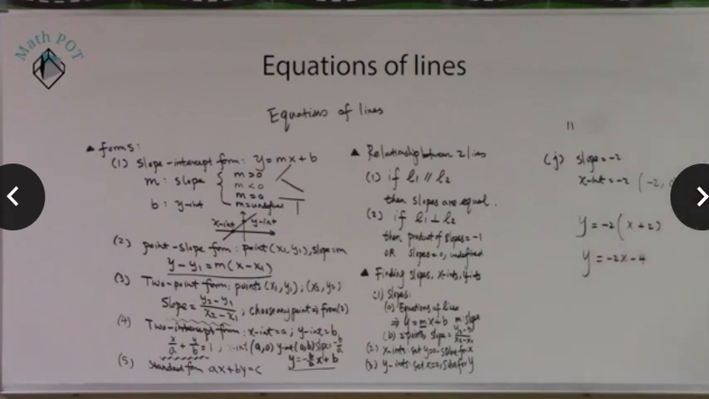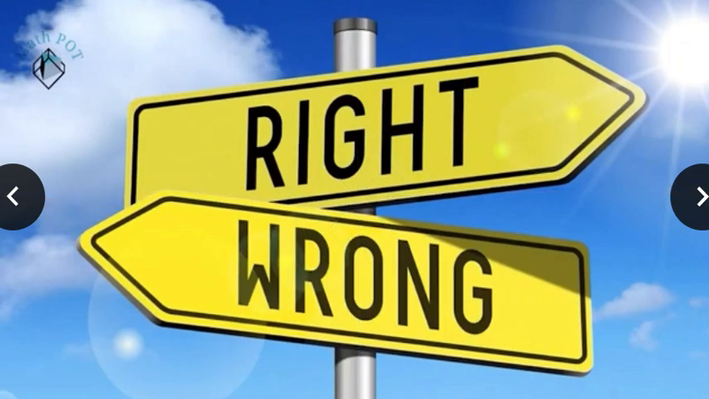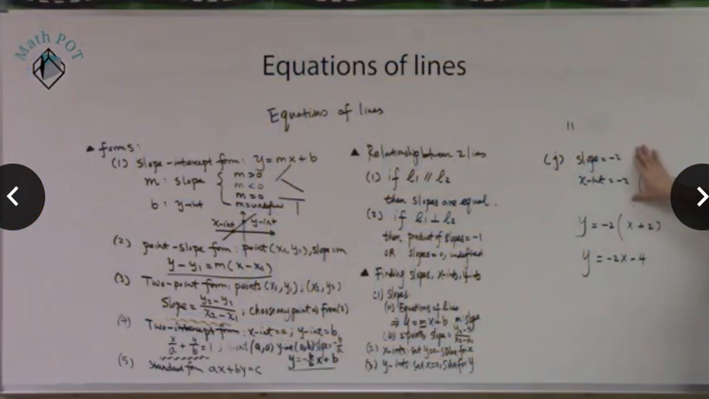So if you get it here, I'm not sure if it's right or wrong. So again, you want to check if this equation satisfies both conditions. Of course, it's in slope-intercept form. The number before x is the slope, so that is definitely right.